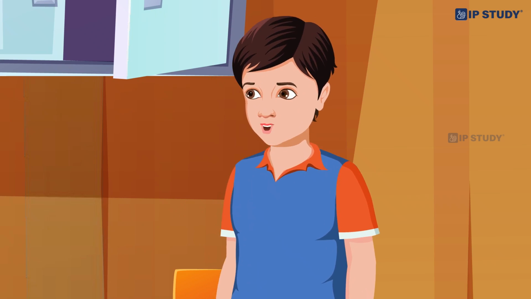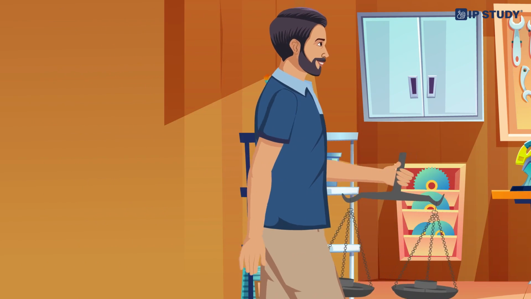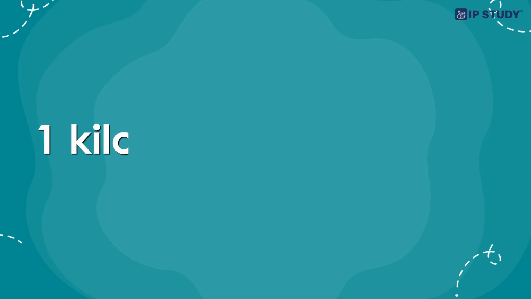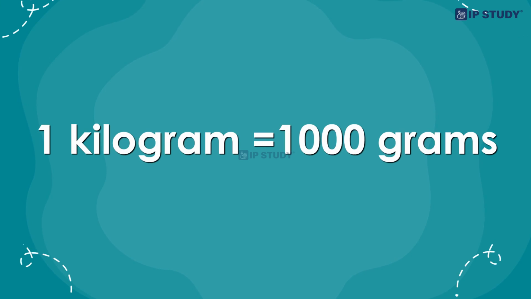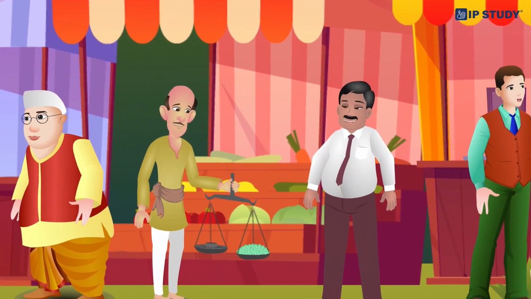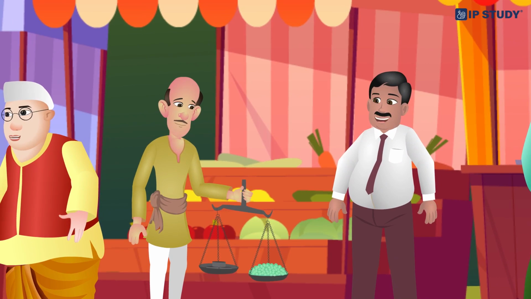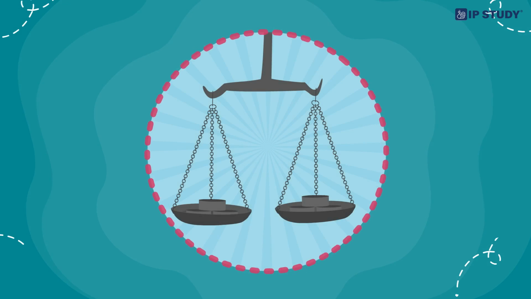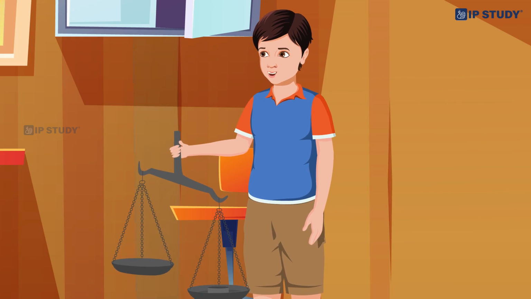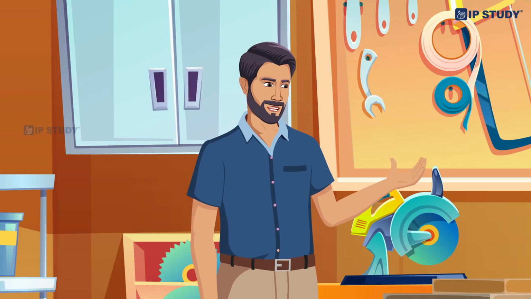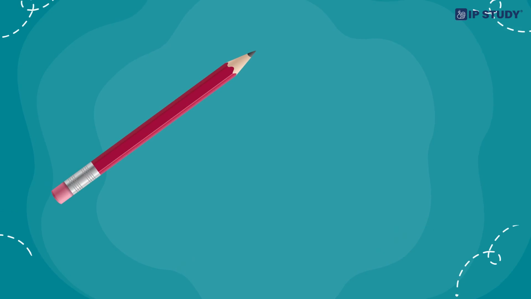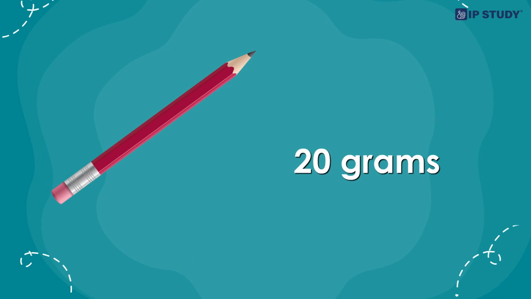Dad, how do we measure weight? We use grams and kilograms to measure weight. 1 kilogram is equal to 1,000 grams. You know, kids, when we go to buy vegetables, the vegetable seller measures the weight of the vegetables before giving it to us. This one says 1 kilogram. It feels heavy. Yes, and smaller objects can be measured in grams. For example, a pencil might weigh about 20 grams.